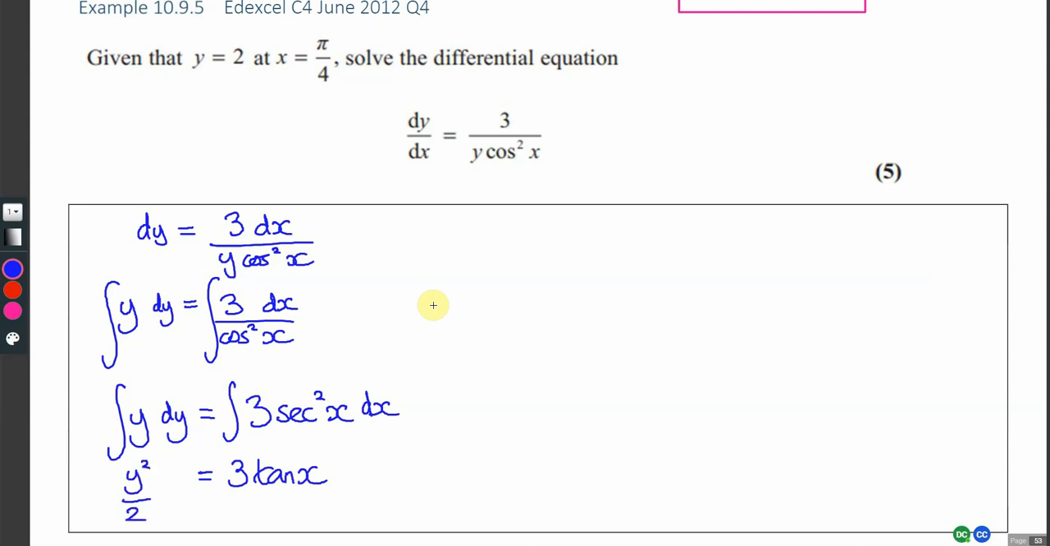Please note we are integrating the left hand side with respect to y, but the right hand side with respect to x. I mustn't forget the constant plus c, and since we have a link between x and y, we can find the value of c.